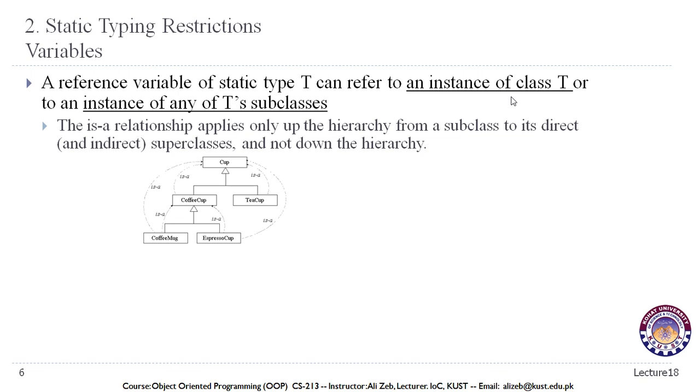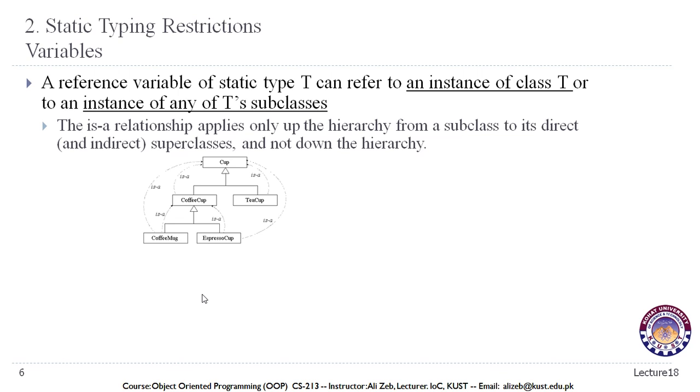The is-a relationship applies only up the hierarchy. We understand that when we have a class cup, then coffee cup is a cup, tea cup is a cup. If you remember, we discussed this example in our polymorphism lecture. Coffee mug is a coffee cup, that is in turn a cup. Espresso cup is a coffee cup, that is in turn a cup. So the is-a relationship applies only up the hierarchy. We cannot say that a cup is a tea cup. Every cup is not a tea cup.